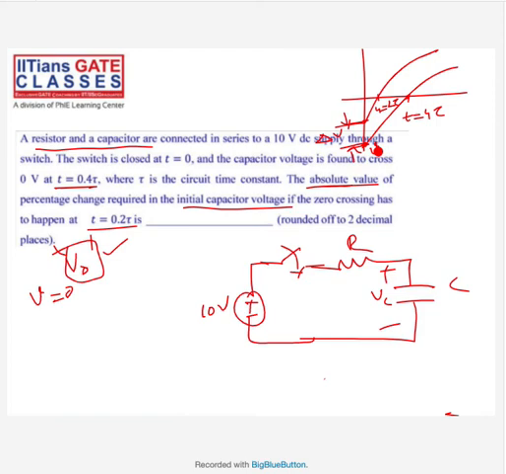Absolute value in the sense you don't have to consider if it is a negative value also. You have to write the absolute value. Minus 90%, you have to write it as 90% only. You have to write the percentage. Understood the question? So you are given two conditions of time and at both the voltage is 0. You have to find the difference in those V naught values.